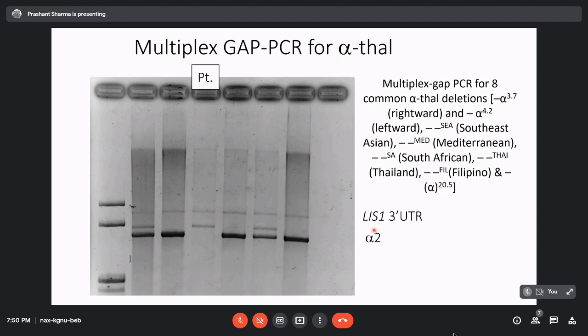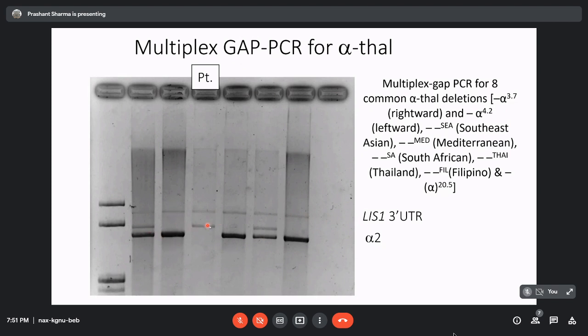So this is a PCR where you're going to get a product only if the mutation is there. So the controls become very important, because you don't want to call the absence of a band as normal when actually your DNA didn't amplify. This is the first control band, which is the LIS2 band, and this is just outside the alpha gene cluster. In addition, there is also a band for the normal alpha 2. So this particular individual in this lane would have been normal, as would this one and this one, because both the control bands are coming.